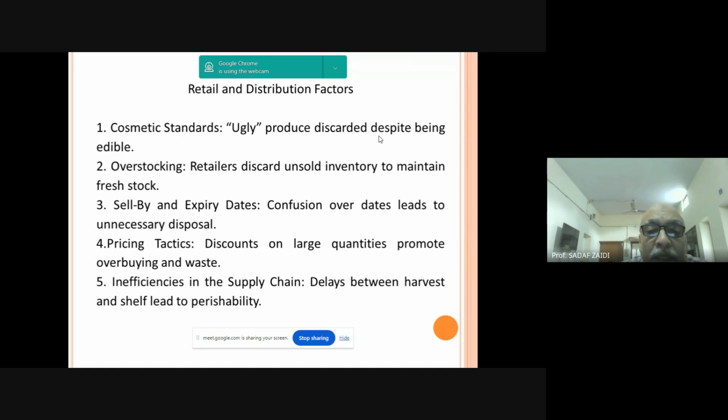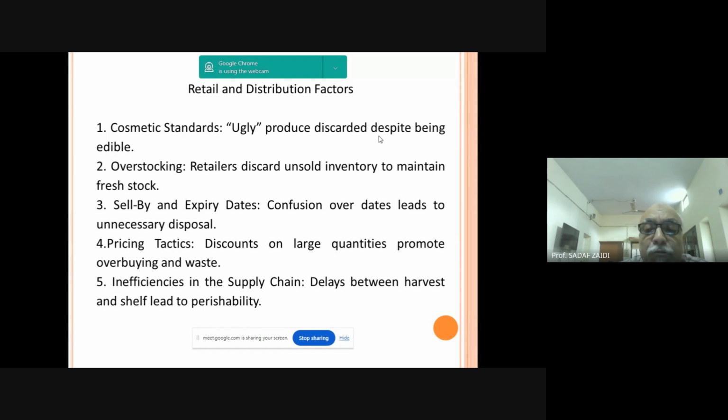Then overstocking, रिटेलर्स बेसिकली जो अनसोल्ड उनके पास सामान होता है उसको जनरली डिस्कार्ड कर देते हैं अपने फ्रेश स्टॉक लाने के लिए. फिर बाय, सेल बाय एंड एक्सपायरी डेट्स, ये बहुत इंपॉर्टेंट है.